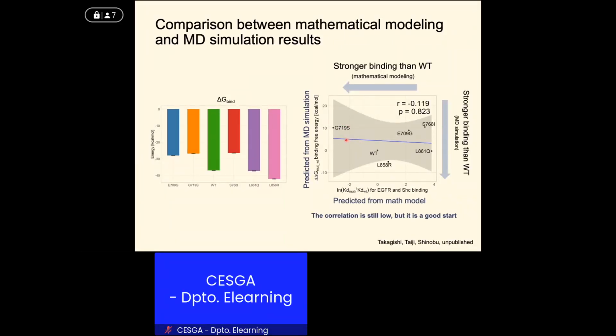But we are thinking to modify the model and also change the simulation method of the MD. We need to run MD many more times, because we just tried 3 or 5 times per mutation, but for 2 microseconds. Now we are thinking to shorten the time and repeat more rounds. That is the next strategy. But this is what we are doing right now.